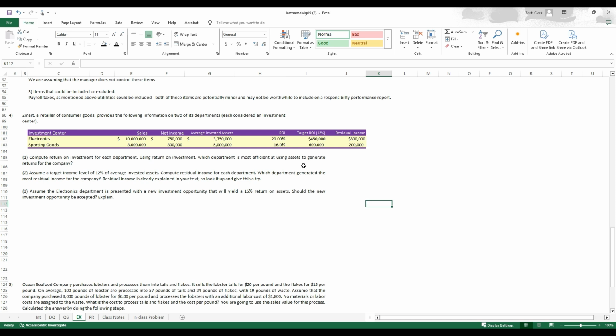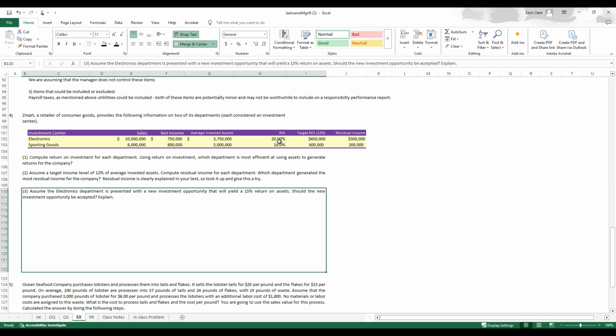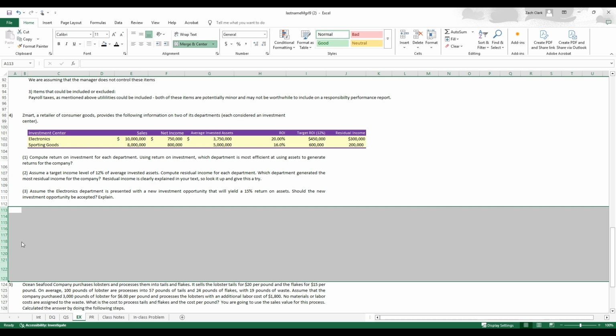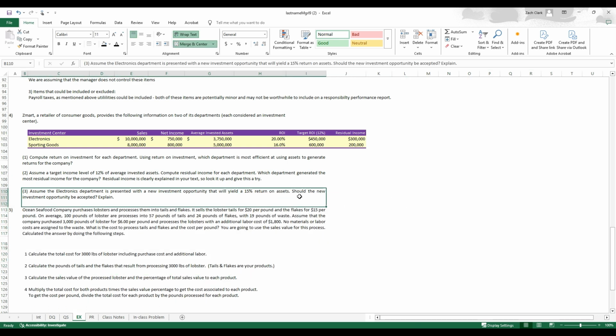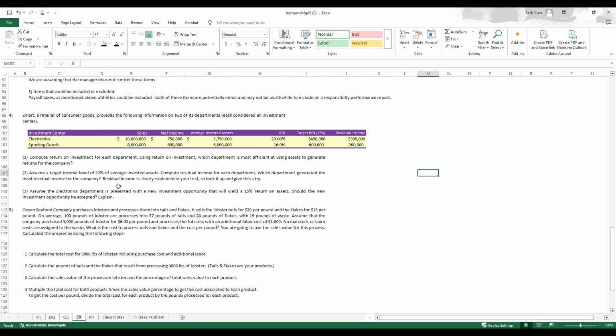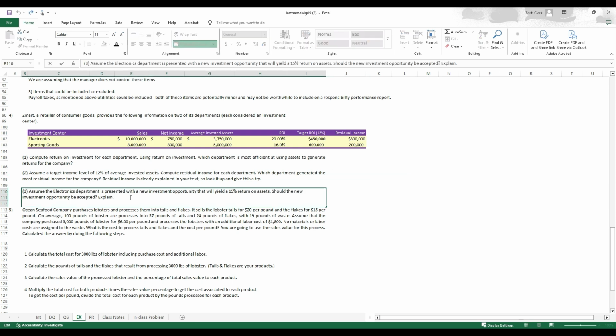Yeah, I mean, that sounds great, right? We're shooting for a 15% ROI. We're getting 12%. So if we're able to get a higher than expected ROI based on that new opportunity, then it seems like it would be a valuable opportunity. So we'll say invest in additional electronics to make more than targeted net income. I'm just going to highlight that in red so you can see it's our answer there.